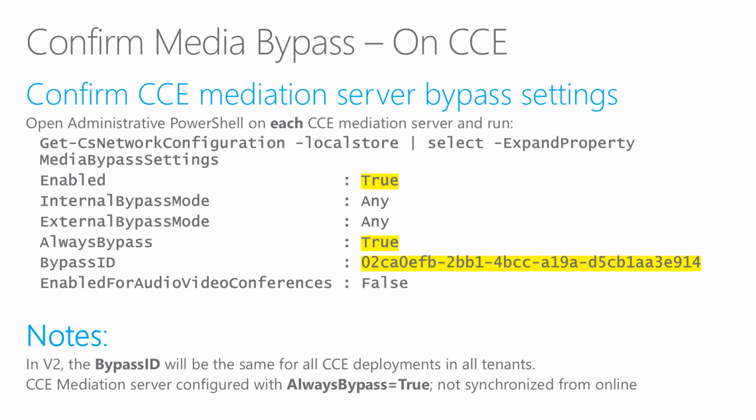Here we're looking for three settings. One, enabled is true. Two, always bypass is true. And in fact, always bypass will be true on all Cloud Connector mediation servers. This is a static setting that is not being replicated from online, but rather set automatically on the Cloud Connector mediation servers. And finally, we should see the bypass ID that we saw on the previous slide. Again, this will be the same for all Cloud Connector Edition mediation servers.